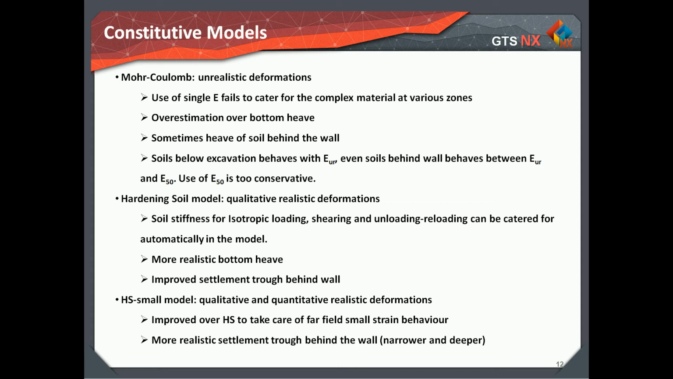Hardening soil model gives qualitatively realistic deformation. Soil stiffness for isotropic loading, shearing, and unloading-reloading can be catered for automatically in the model. More realistic bottom heave, and improved settlement trough behind the wall. Hardening soil with small strain stiffness model gives qualitatively and quantitatively realistic deformations. It is improved over hardening soil, to take care of far-field small strain behavior, and it gives more realistic settlement trough behind the wall, narrower or deeper.